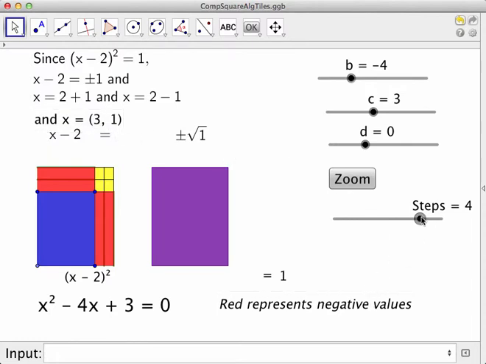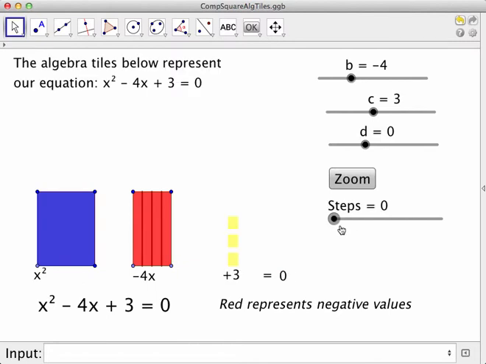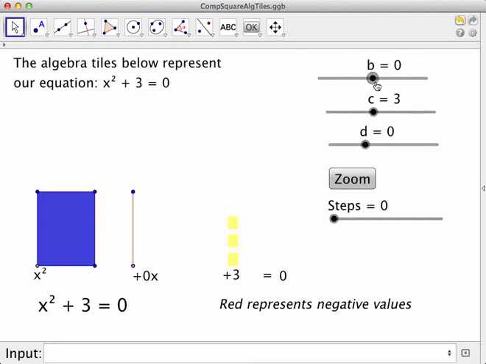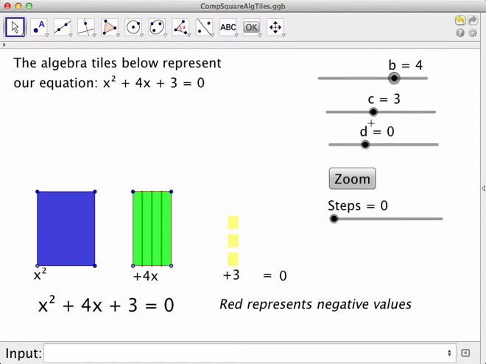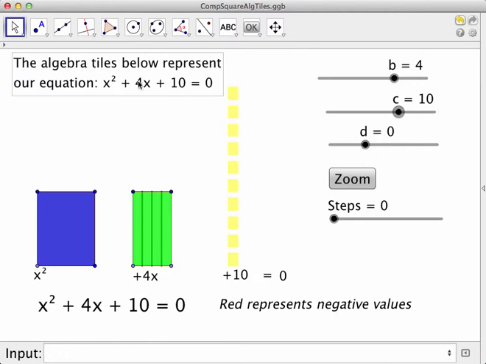Okay, so let's review that one more time. Let's try a different equation here. Go back to a positive value here. Okay, so let's try this one. x squared plus 4x plus 10.